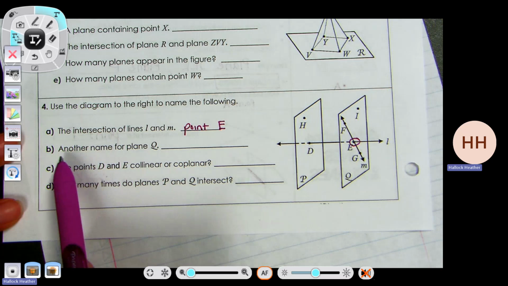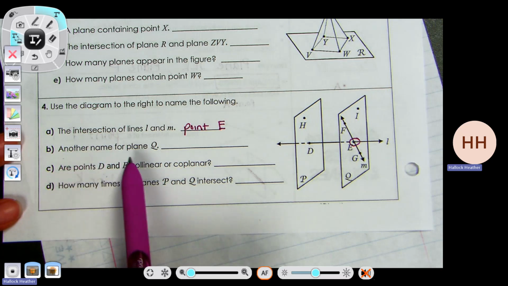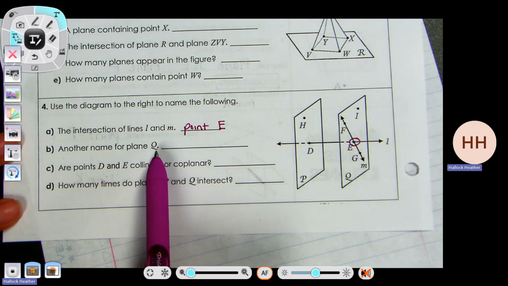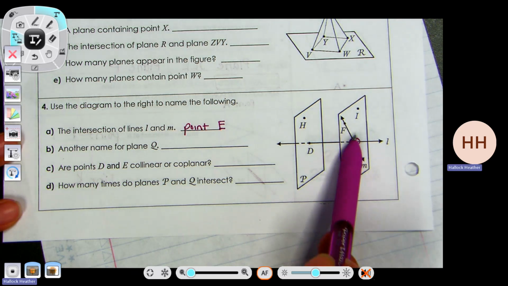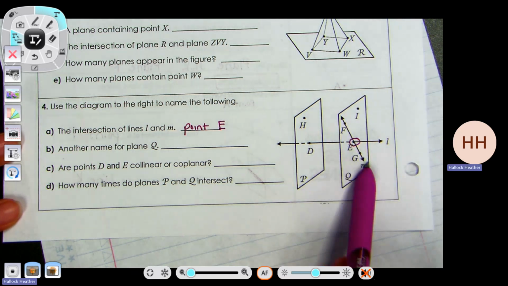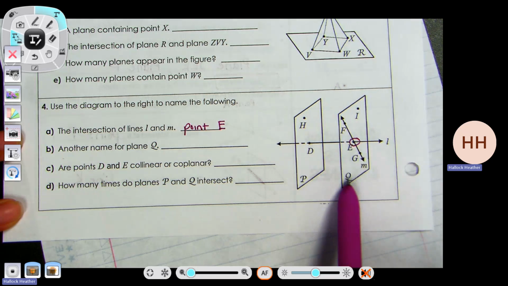Okay. Another name for plane, and people are like, that's a 2. It's a Q, but it's okay. It doesn't matter. It's just fancy. So we're talking about this plane. We can't use Q because they already used Q. We can use EFG, EFI, IEG. So any three letters on this.